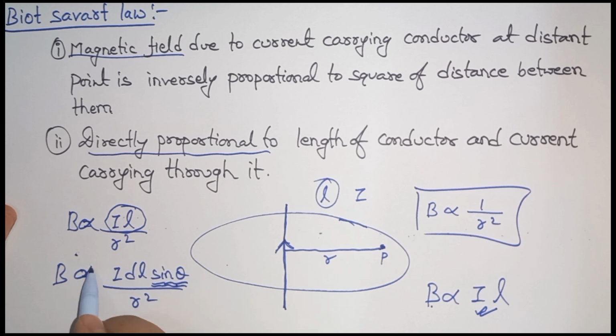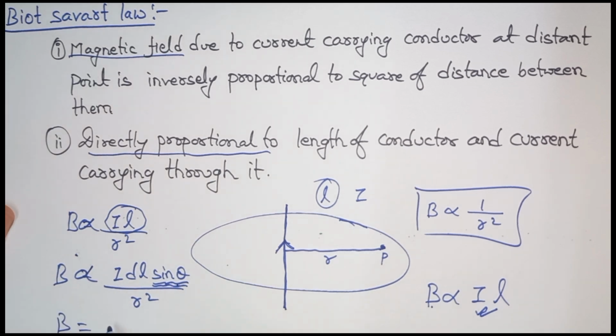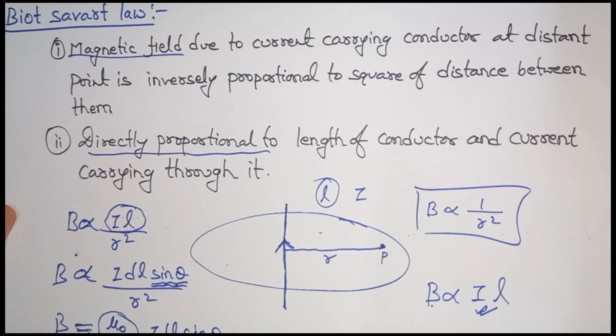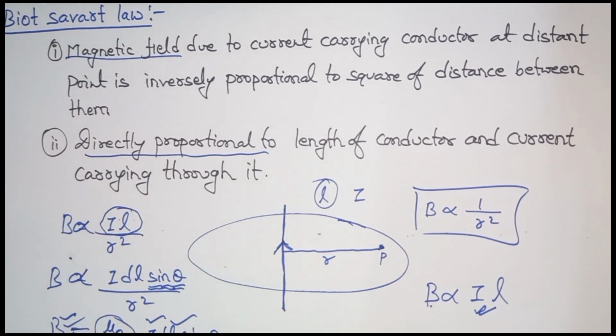And if we remove this proportionality sign, then it will be represented by a constant. The constant will be mu naught by 4 pi, I dl sine theta by R square. If you neglect this, you can see the relation between B and R square is up and down, and in between there is an equals sign. That means if R increases, B decreases. If I increases, B increases. If dl increases, B increases. This is the Biot-Savart's law. It is very simple. Yes or no?